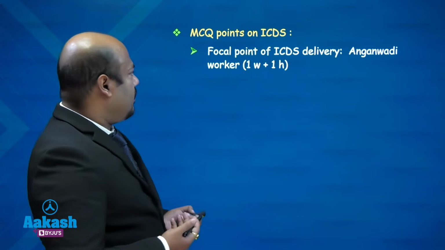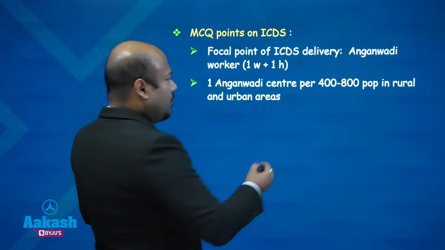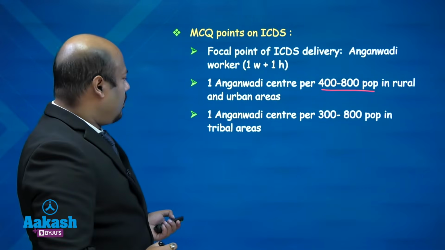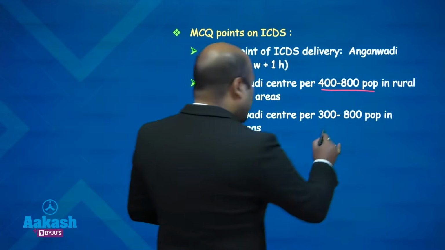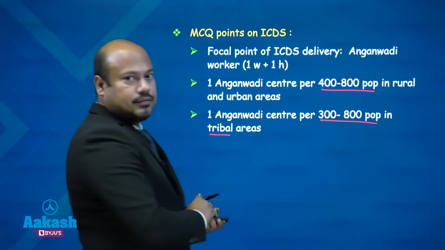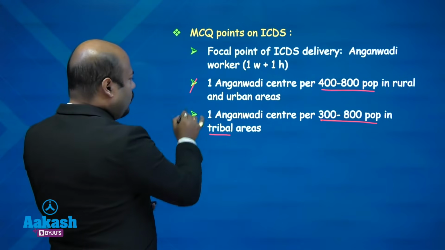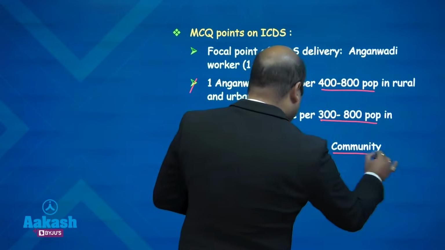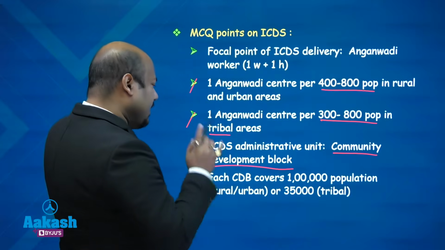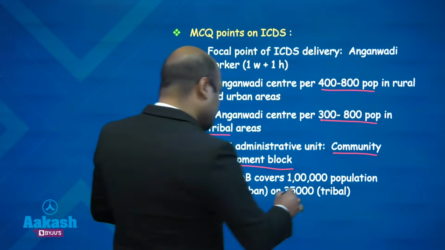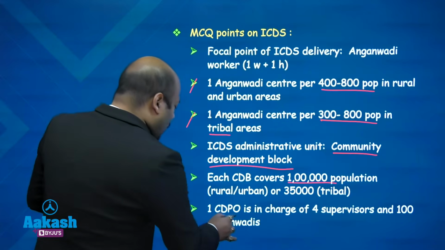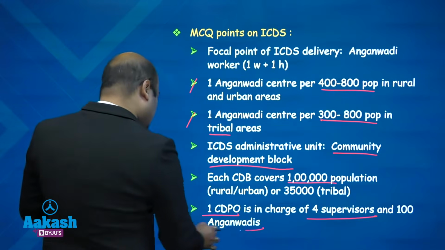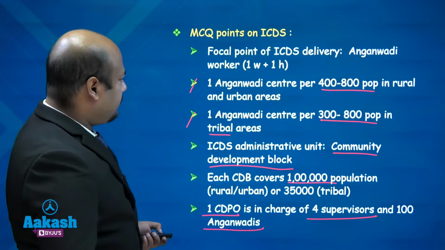Focal point, the Anganwadi worker: one Anganwadi center per 400 to 800 population in rural and urban areas. Okay, one Anganwadi center per 300 to 800 population in tribal areas. These 2 points you should know. ICDS administrative unit will be the community development block, and each community development block covers 1 lakh population, and one community development officer is in charge of 4 supervisors and 100 Anganwadis. Clear? Let's move on. Next question.